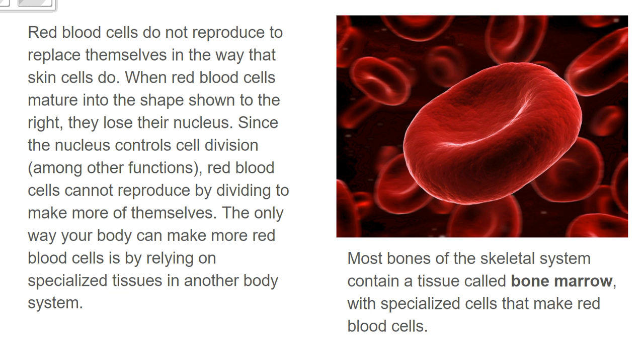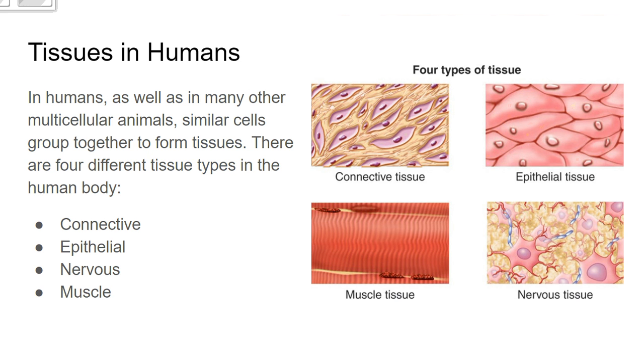The only way that our body can make more red blood cells is by relying on specialized tissues in another body system. Most bones of the skeletal system contain a tissue called bone marrow, with specialized cells that make red blood cells. So our blood cells are actually created in our bone marrow, and then they enter the bloodstream. This is another picture of a red blood cell, with a slightly different microscope and angle, but the same general shape.